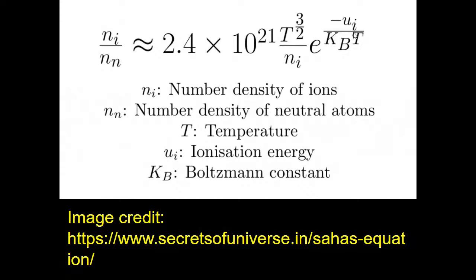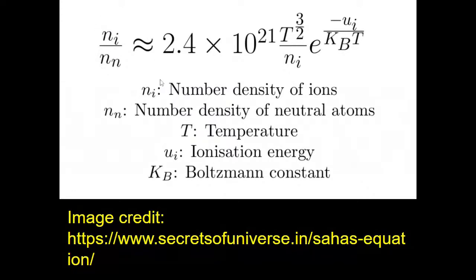But the temperature also decides what is the fraction of ionized hydrogen to neutral hydrogen. As you can see, if temperature goes very high, the exponential factor e raised to the power minus 13.6 electron volt divided by k_B T, if the temperature is higher, the exponent is less negative, and therefore you will get higher N_i by N_n. There is, of course, T raised to power 3 by 2. So the higher the temperature, the higher will be the fraction of ionized hydrogen to neutral hydrogen.